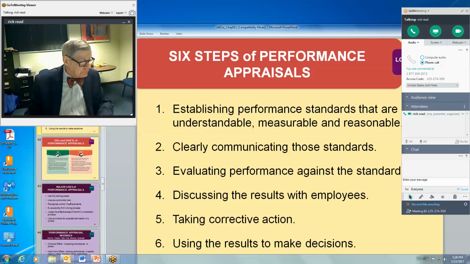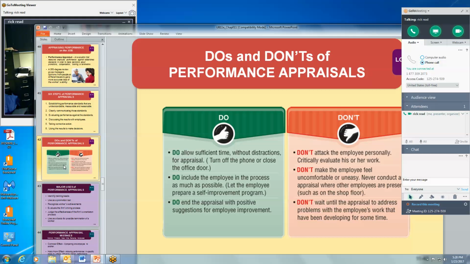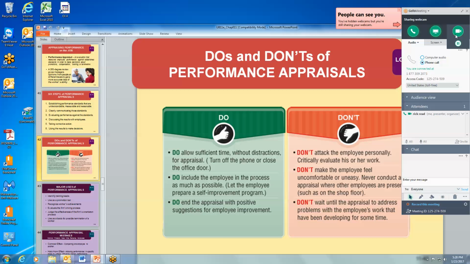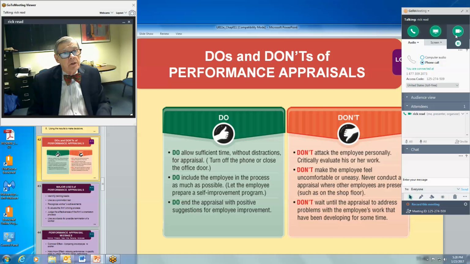This next slide, figure 11.5 in your text, in the middle of page 317, gives us things to do and don't for performance appraisals. Let's not talk so much about the do's, but the don'ts. Don't attack the person. Never do that. You're evaluating work. You're evaluating standard.